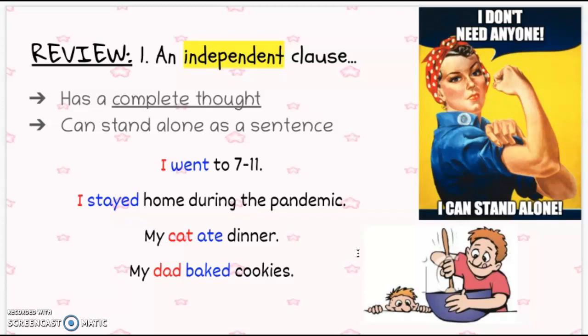Each has a subject and verb, right? I went to 7-Eleven. I stayed home during the pandemic. My cat ate dinner. My dad baked cookies. These are all examples of simple sentences.